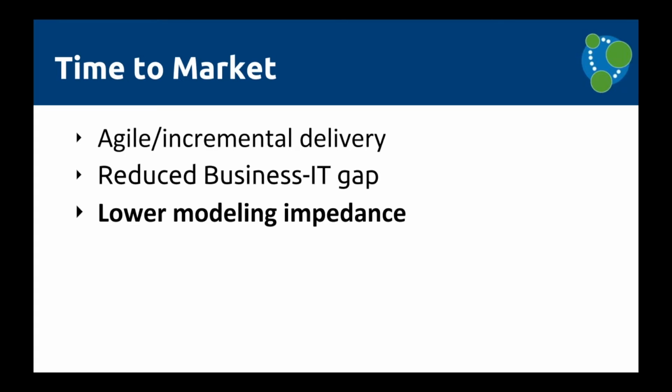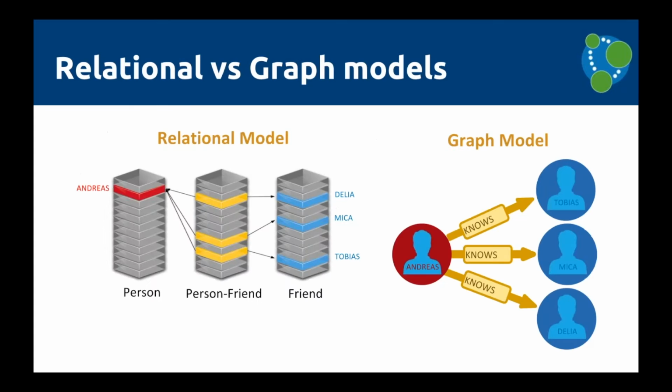Which leads us to our last point on the time to market section. This is, I suppose, similar to some of the previous points Jesus has made, and this is the lowering of modeling impedance. So this time we're going to have a quick look at an example comparing relational and graph models to hopefully make it a bit more concrete in your head.